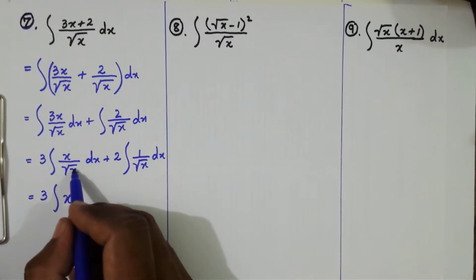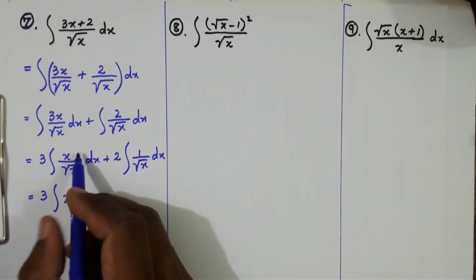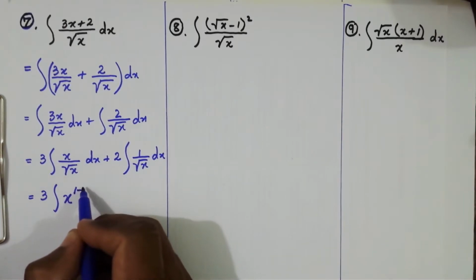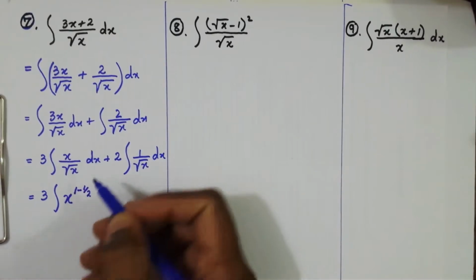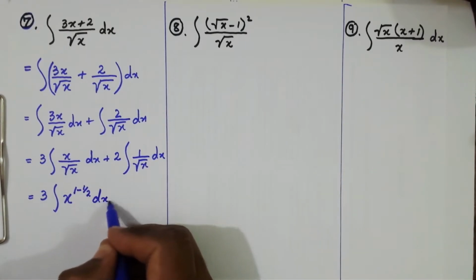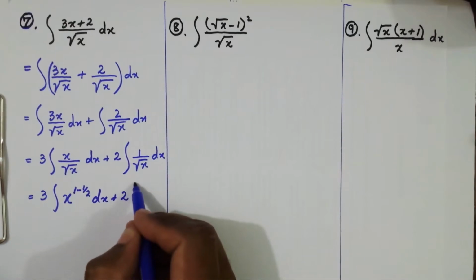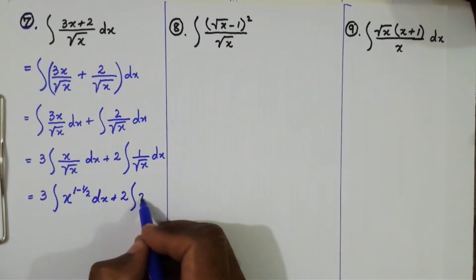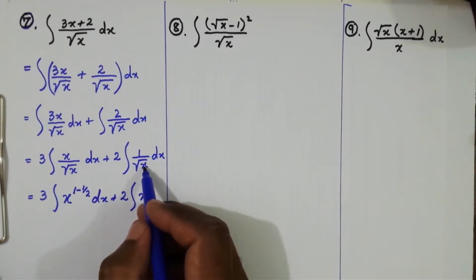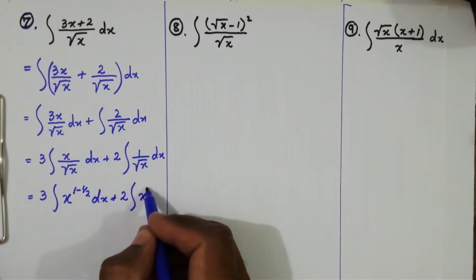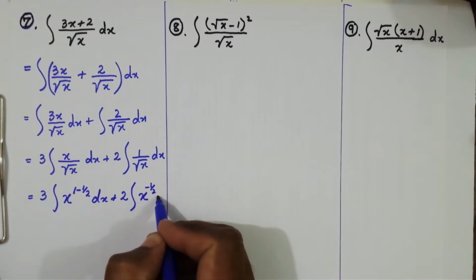Here its power is 1 by 2. When you move it towards the numerator, the sign of the power will be changed. Same as here, you will move this x raised to power 1 by 2 towards the numerator, and the sign of the power will be changed.